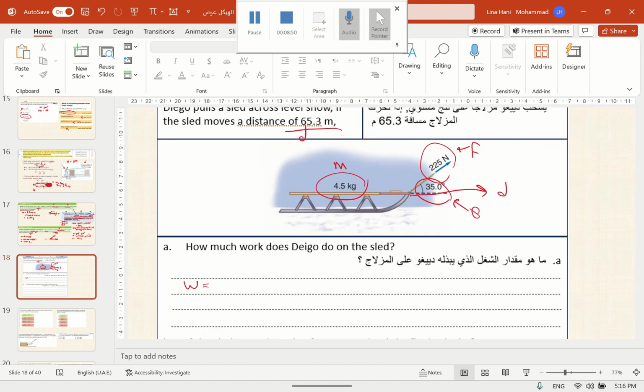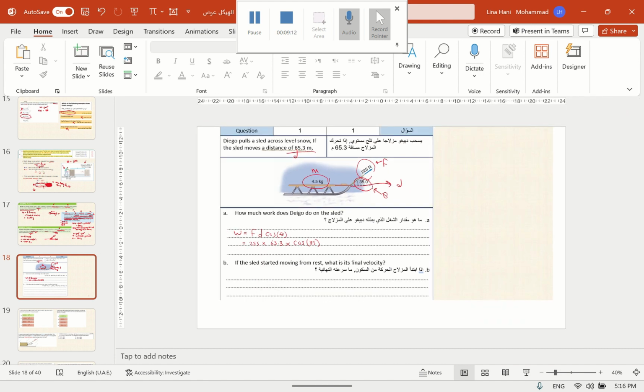If I want to find the work done by Diego, I need to multiply his force times the distance traveled by the sled times cosine the angle between them. The force applied by Diego is 255. The distance traveled by the sled is 65.3. The angle between them is 35, just like the boat example.